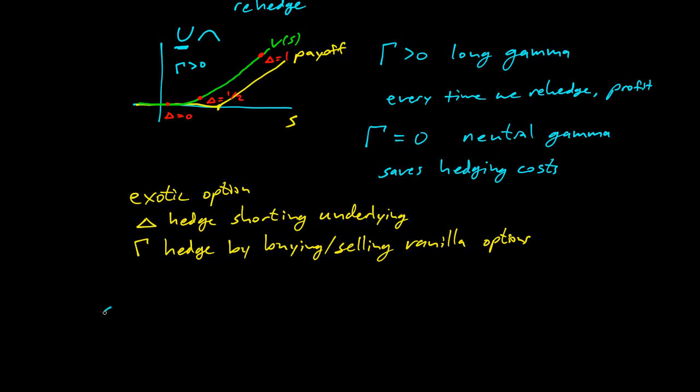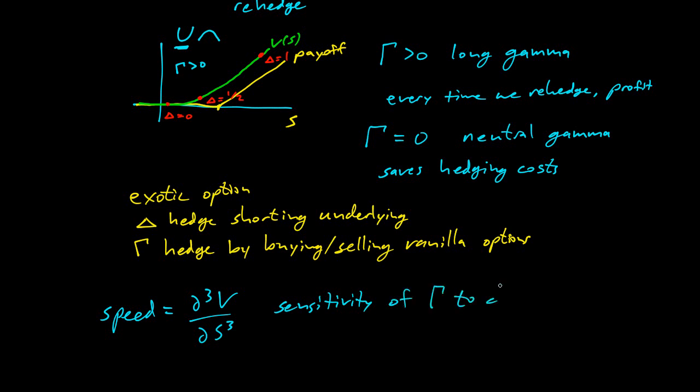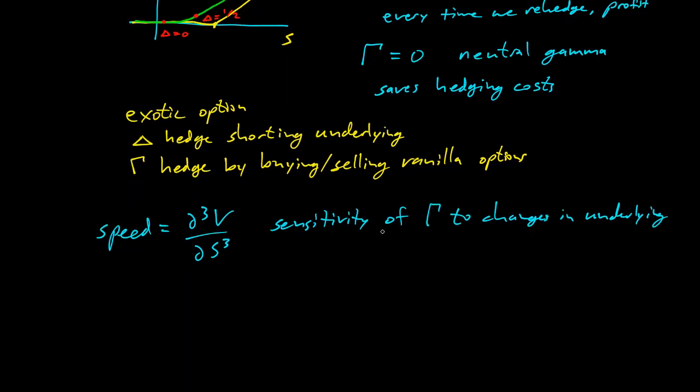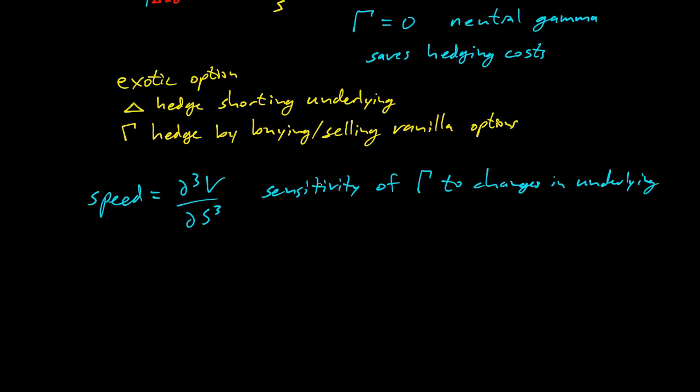There's more. So there's speed, and this is the third derivative of V with respect to S. And so this is just another higher order term. So this is the sensitivity of gamma to changes in the underlying. All right, so that's the highest order derivative that's commonly used, but you can imagine there's even higher order stuff, but that becomes ridiculous.